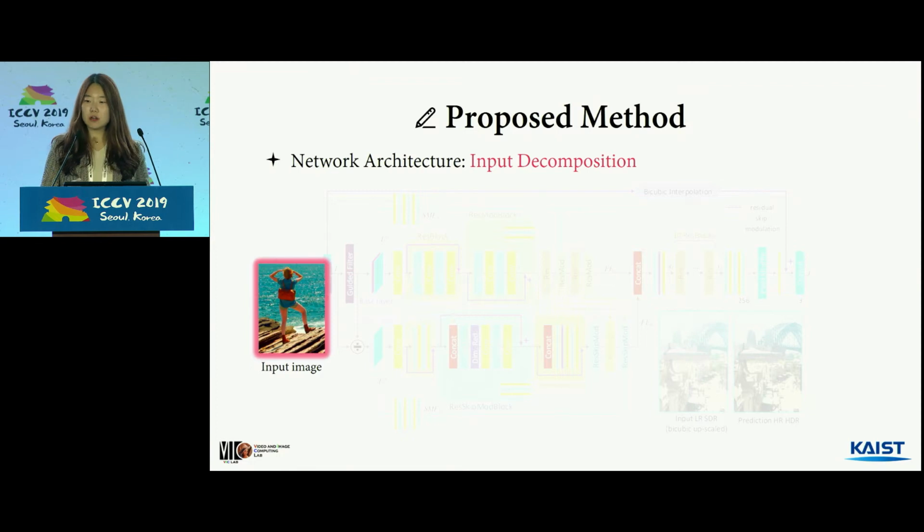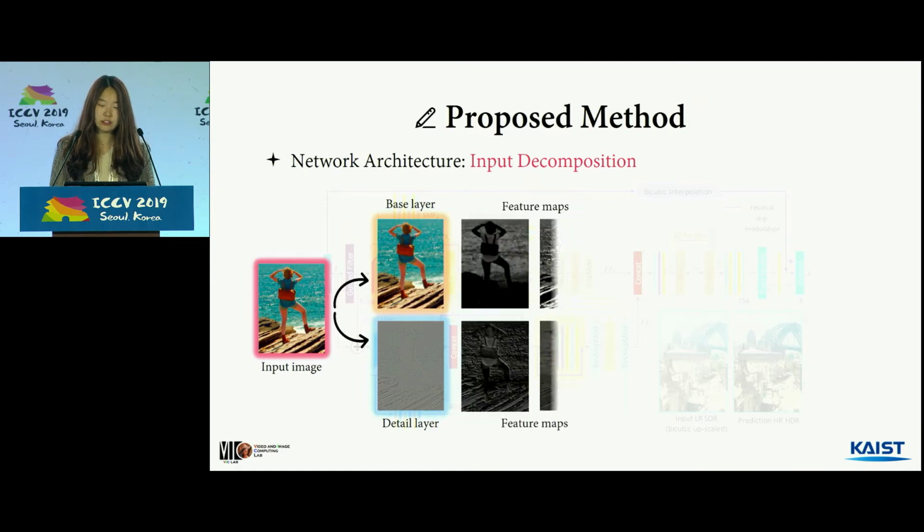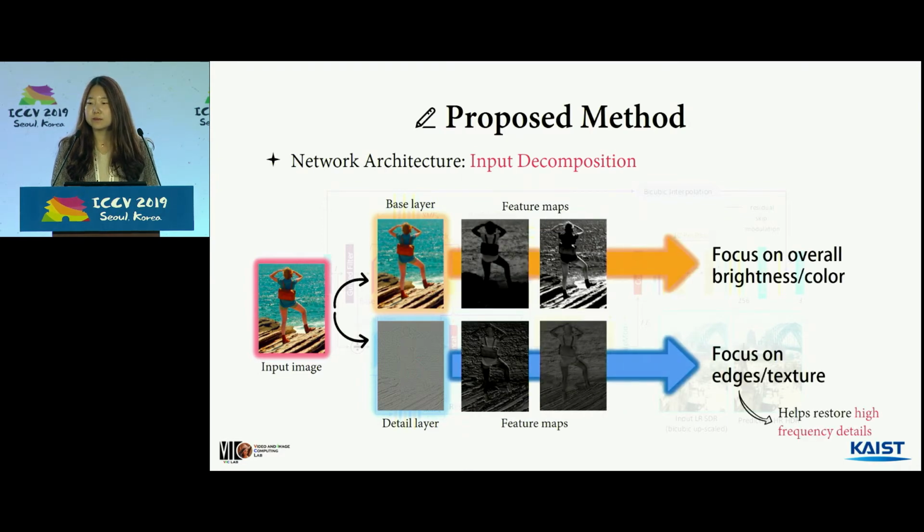So when a low resolution standard dynamic range image is entered into the network, it is first decomposed into the base layer and the detail layer. The base layer contains overall brightness and color information, while the detail layer contains high-frequency details, such as edges and texture. The feature extraction passes proceed separately for these two layers, and each of the layers is able to focus on the input it's provided with, leaving the detail layer to focus on the high-frequency components of the input image.